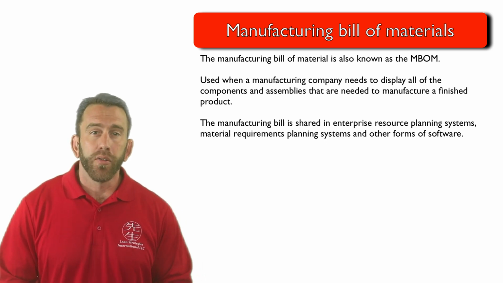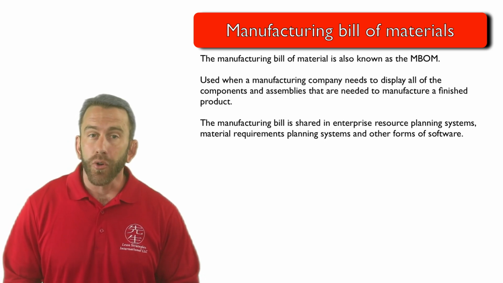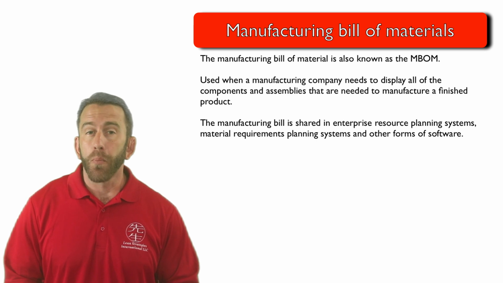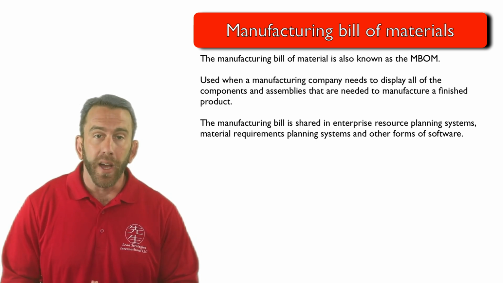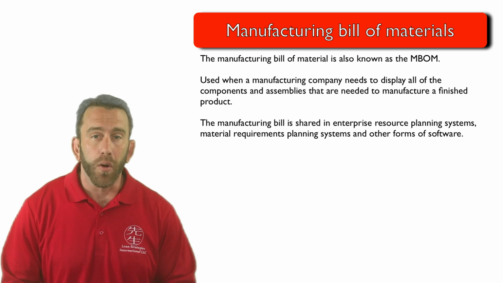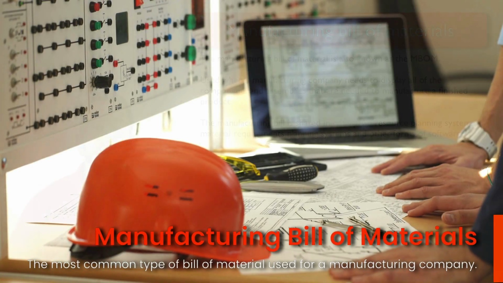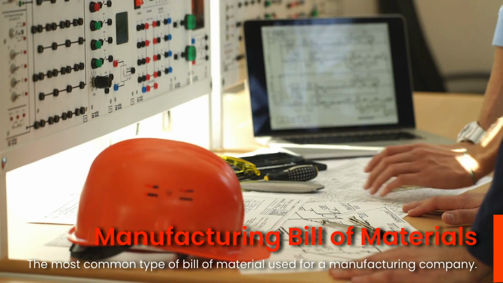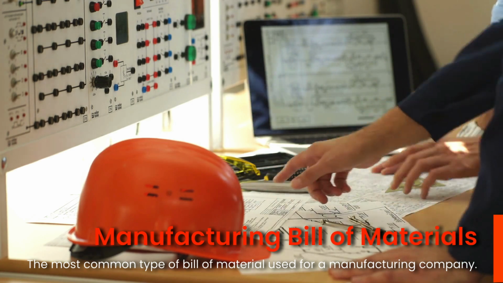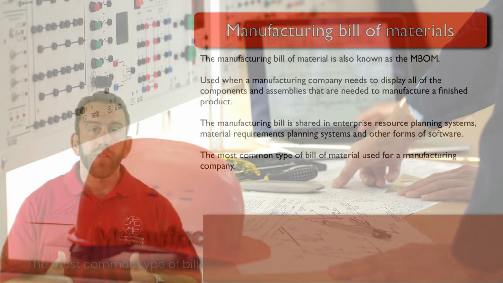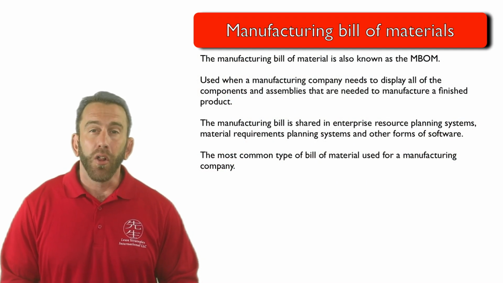Like other bills of materials, the Manufacturing Bill is shared in Enterprise Resource Planning Systems, Material Requirements Planning Systems, and other forms of software. This is the most common type of bill of material used for a manufacturing company. And that's it, the Manufacturing Bill of Materials.